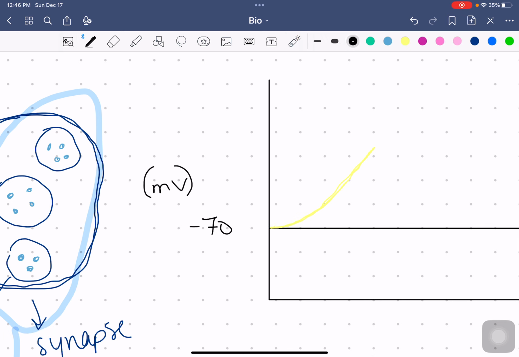So if you want to characterize this, we can say Na plus gated channels open. And it's also called a phase of depolarization.